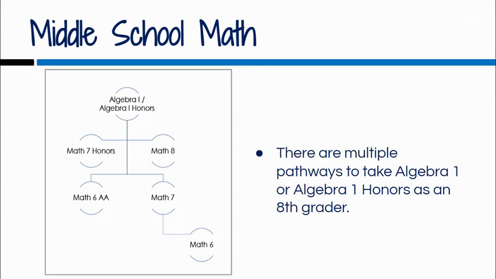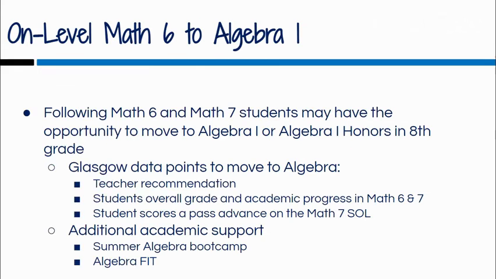As mentioned, it is important to note that there are multiple pathways to take Algebra 1 or Algebra 1 Honors as an 8th grader. Let's first cover, what if a student is taking on-level Math 6? What are their pathways to get to Algebra 1? So, following Math 6 or Math 7, students may have the opportunity to move to Algebra 1 or Algebra 1 Honors as an 8th grader.